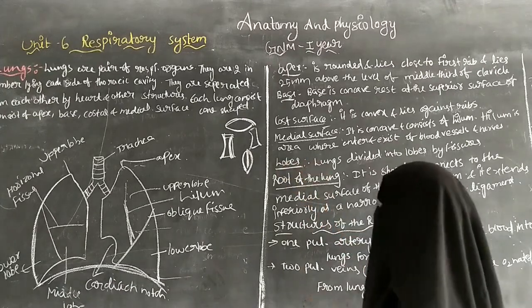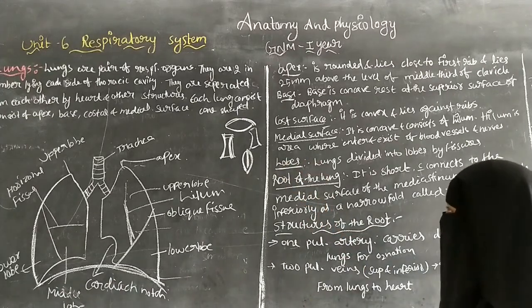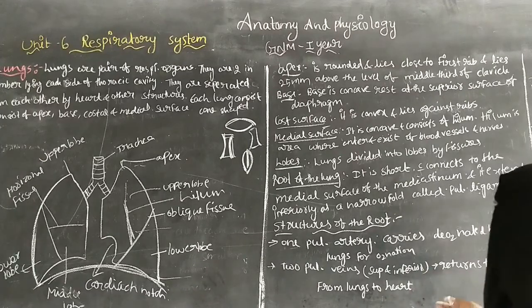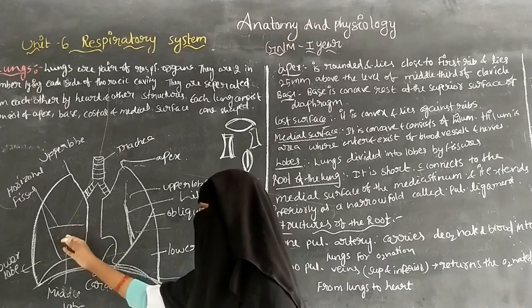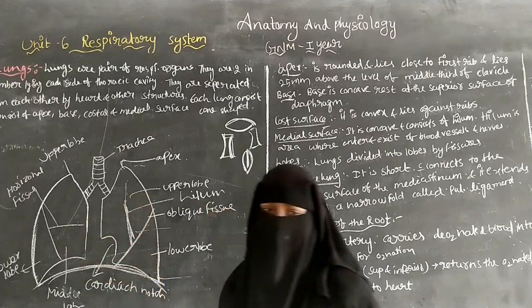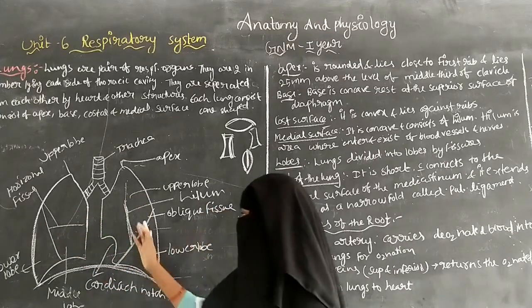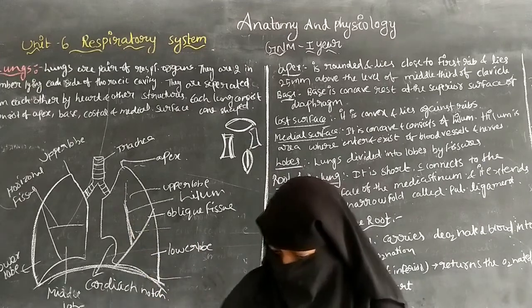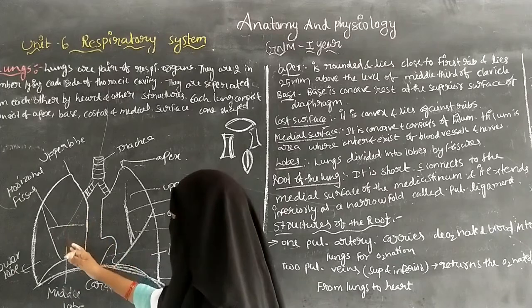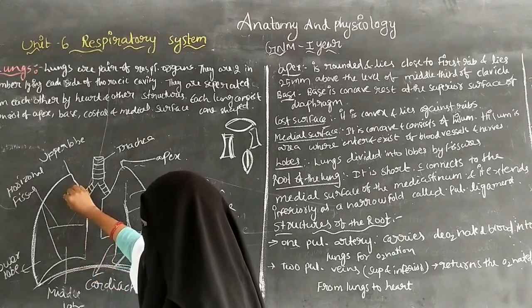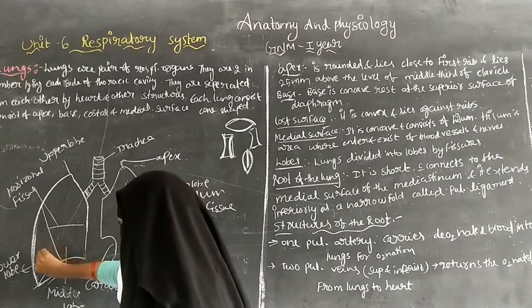And the next one is lobes. The lungs are divided into lobes by the fissures. So the lungs consist of lobes, and the lobes are divided by the fissures. Now we will discuss the right lung. The right lung consists of 3 lobes: upper lobe, middle lobe and lower lobe.